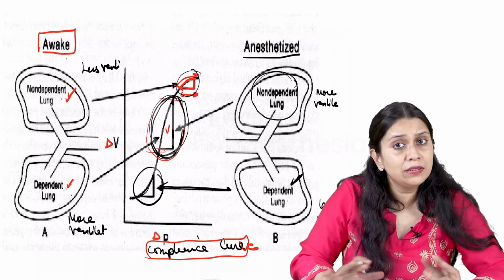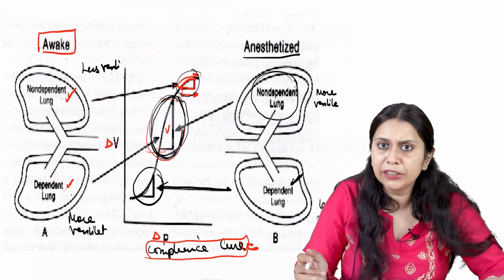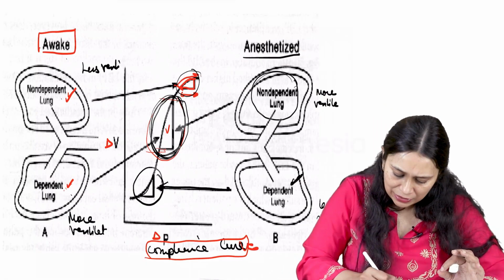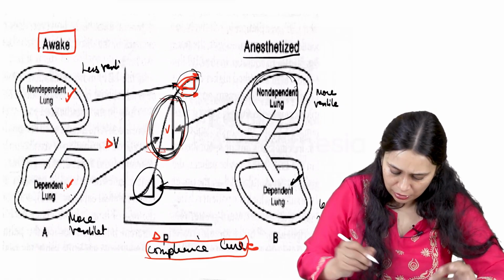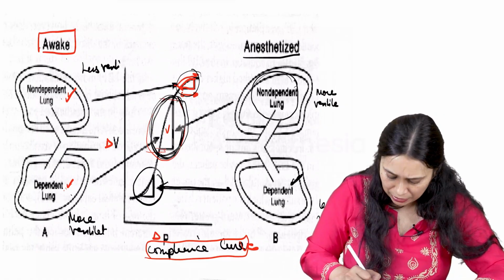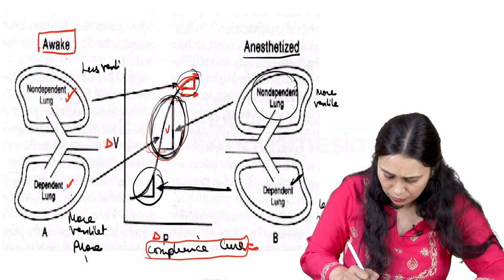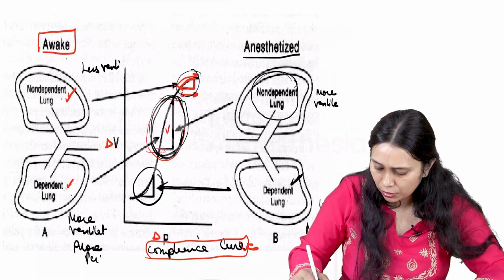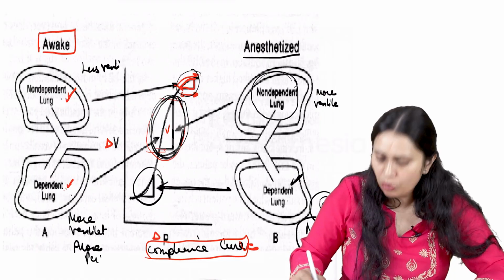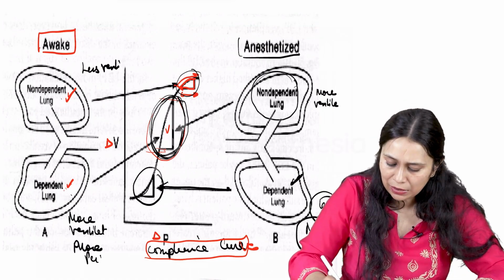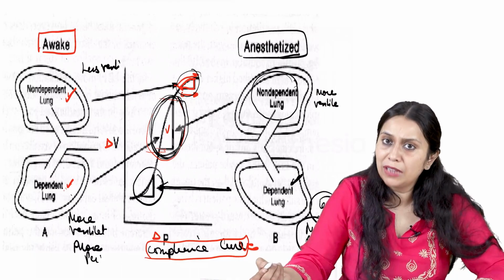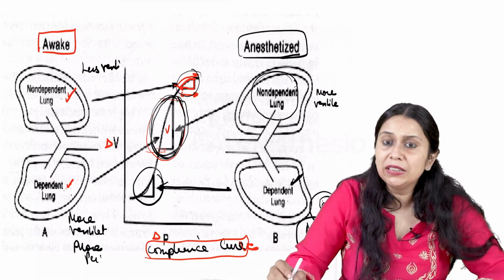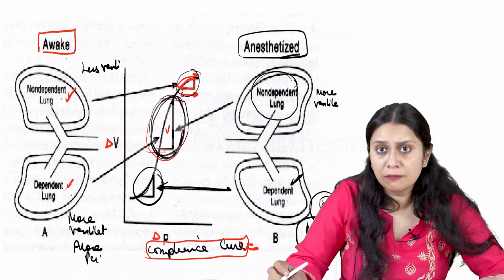The perfusion scenario is still the same, because perfusion is gravity dependent. Whether it is an awake or anesthetized patient, the perfusion of the dependent lung would be more. So here, less ventilation and more perfusion in the dependent part of the lung of the anesthetized patient. This would increase the ventilation perfusion mismatch.